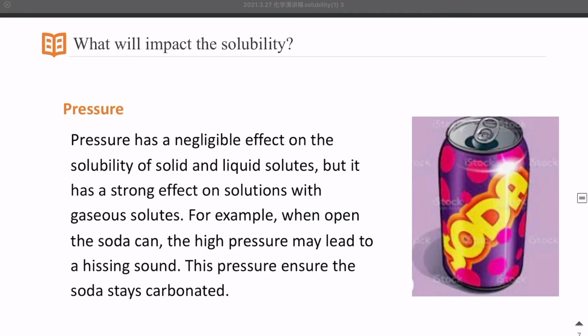So, let's talk about what will impact the solubility. The first factor that will impact the solubility is pressure. Pressure has a negligible effect on the solubility of a solid and liquid, but it has a stronger effect on solutions with gaseous solutes. For example, when you open the soda can, the high pressure may lead to a hissing sound. This pressure ensures the soda stays carbonated.